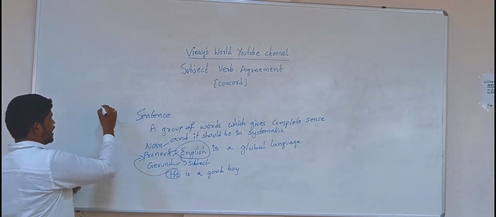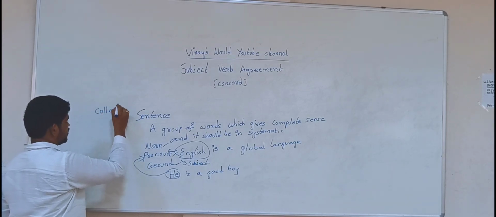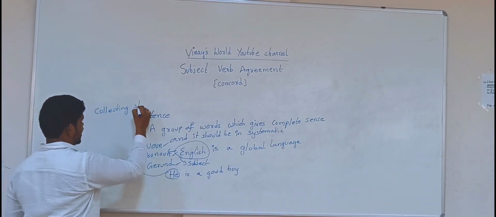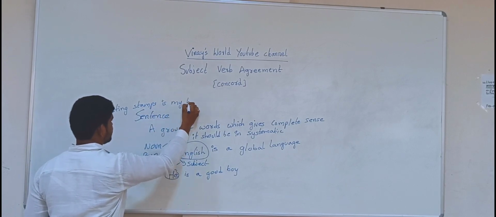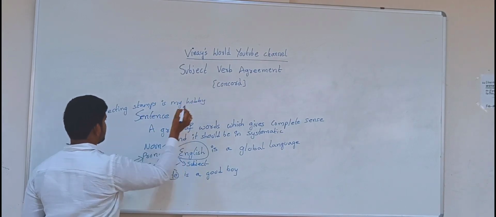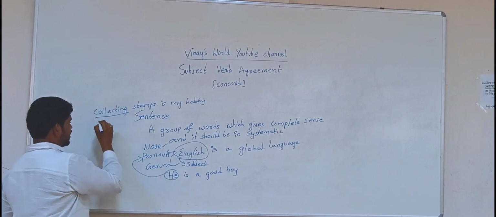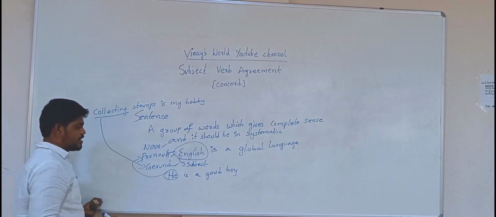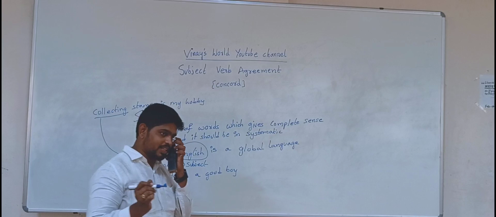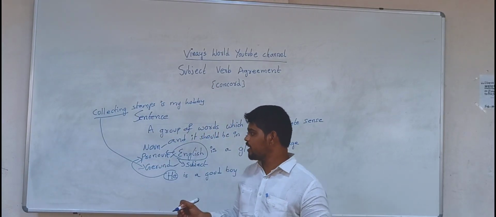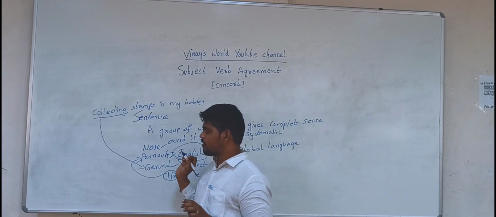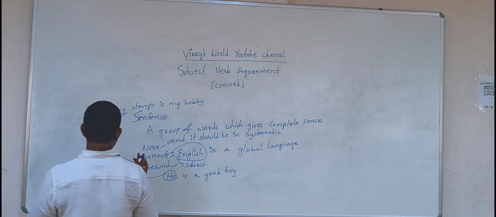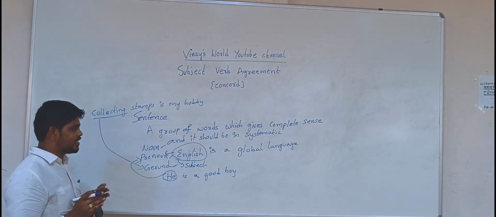For example, collecting stamps is my hobby. What is collecting here? It is a gerund. So if you want to know the subject in a sentence, it should be a noun or a pronoun or it should be a gerund. For example, right now you can identify a subject in a sentence.